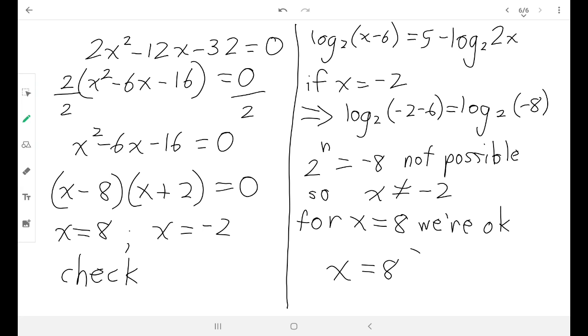So x equals 8 winds up being my final answer.